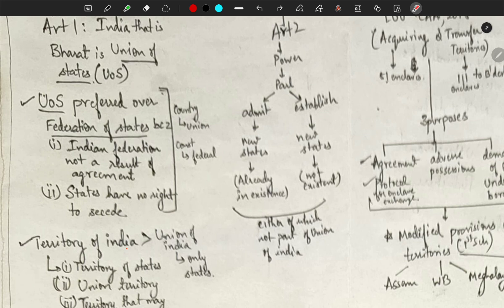The country is an integral whole. It is divided into different states only for administrative convenience. When we say Union, it means it is indestructible, and when we say federation, it is destructible. So the country says that we are a Union, although the Constitution says that we are federal.